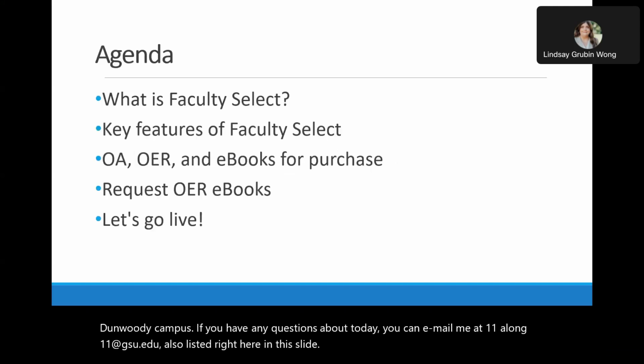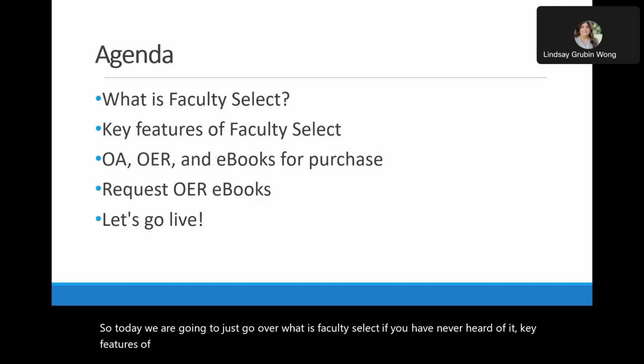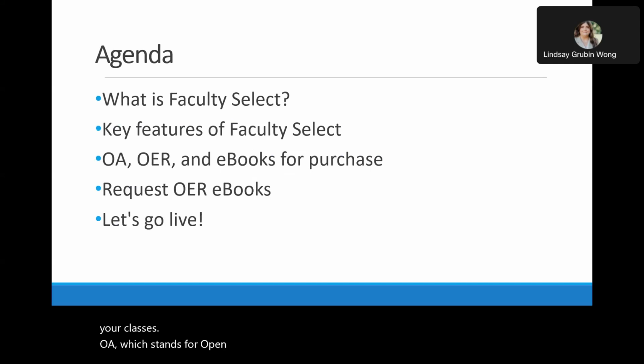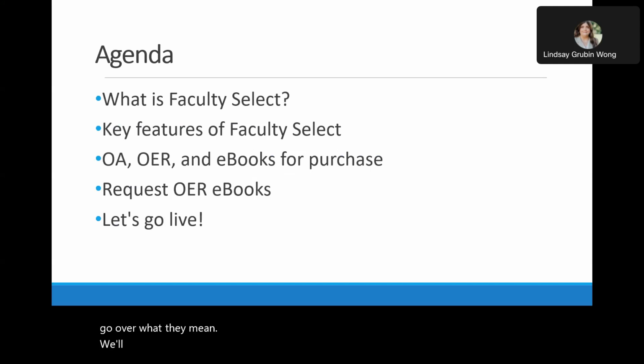So today we're going to go over what Faculty Select is if you've never heard of it, and key features of Faculty Select that will be useful to you as you're using it to gather materials for your classes. We'll cover OA, which stands for Open Access, OER, which stands for Open Educational Resource, and eBooks for purchase. These are the categories of content that are on Faculty Select, and we'll go over what they mean. We'll also go over how to request OER books, and then we will do a live demonstration on Faculty Select.